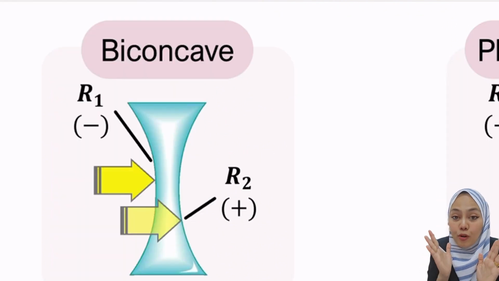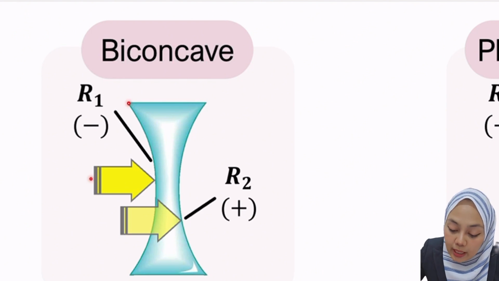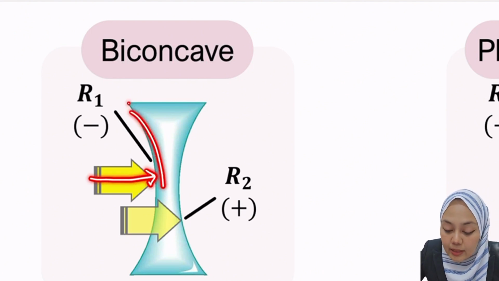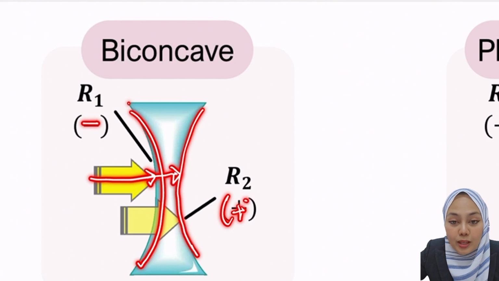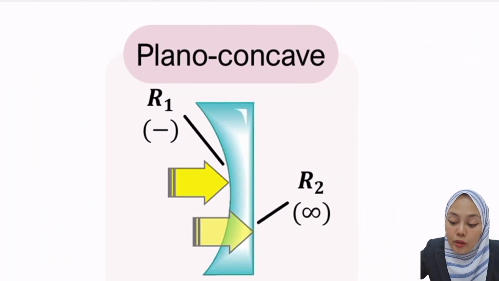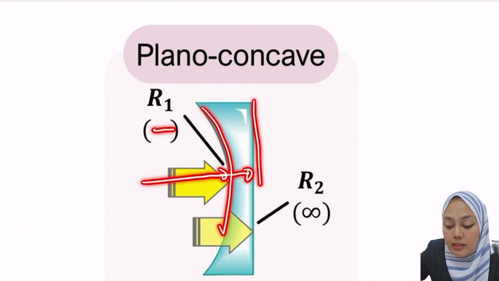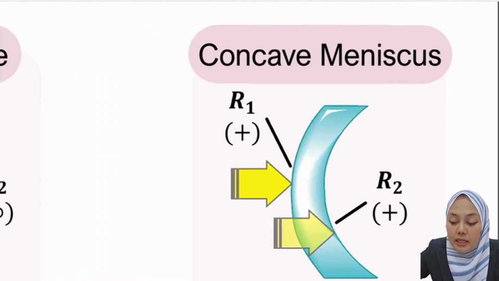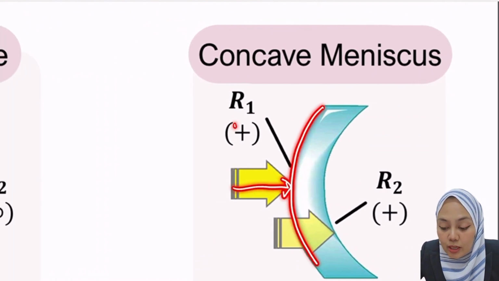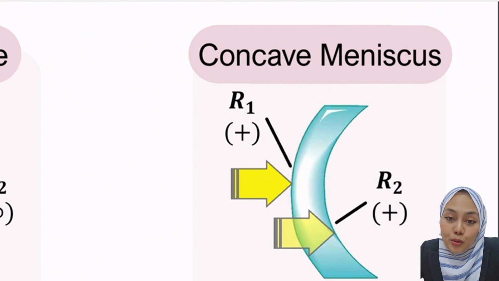Now we want to determine the R's for the concave lenses. Again, the first light ray hits the first surface. This is a concave, kurus, so negative. Hitting the second surface, gemuk, so it is positive. Next, we have a plano-concave, hitting the first surface, kurus, hence negative. Hitting the second surface, it is flat, hence it is infinity. For a concave meniscus, the first surface is Bonchet, positive. The second surface is also Bonchet, hence R2 is also positive.